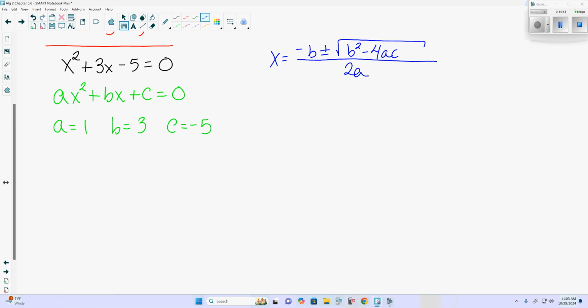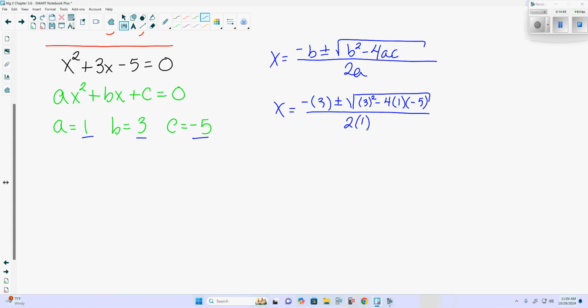Now at this point, we're going to plug it in. So we have x equals negative, our value of b is 3, plus or minus the square root. Our first term inside the square root is b squared, so we'll have 3 squared minus 4 times a. Well, our a value is 1, times c, and our value of c is negative 5. All over 2 times a, 2 times 1.